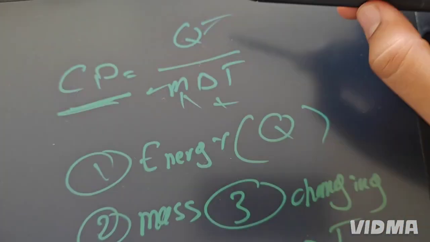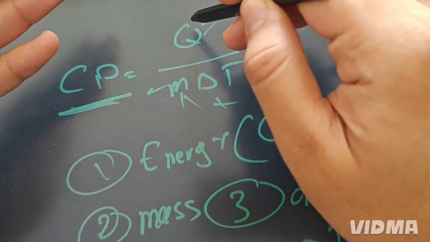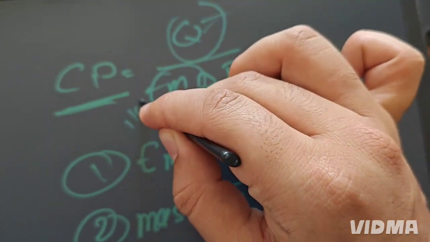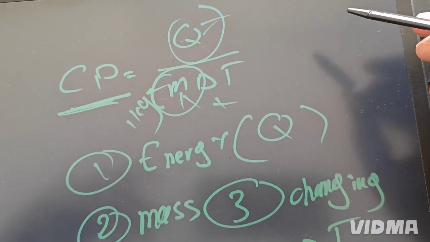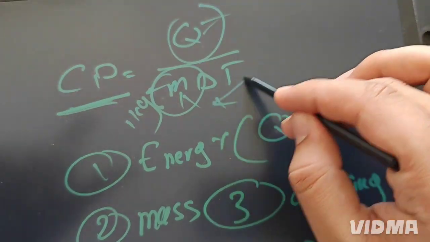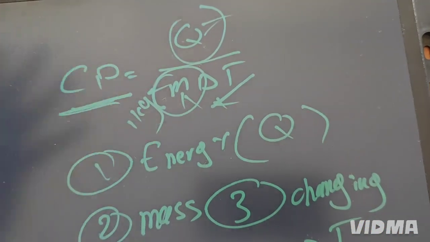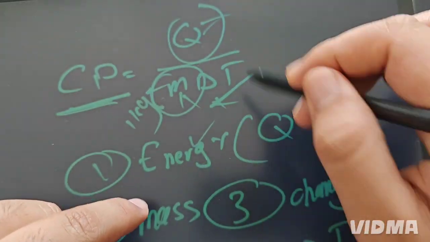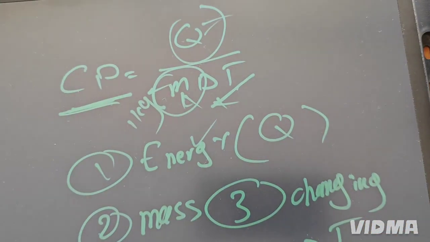For example, Cp is a relationship between the heat we are giving the object and the mass of the object, 1 kilogram, and after a while we would like to increase the temperature by 1 Celsius, which becomes the change in temperature. So this process is called Cp. And what things can affect Cp? Energy, mass, delta T.